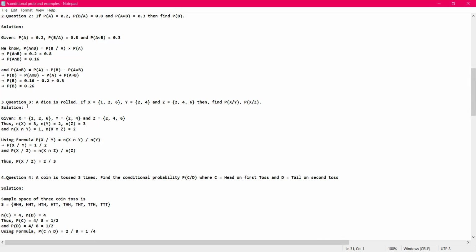Now by using this formula, I am calculating probability of x given that event y has already occurred, that equal to n of x intersection y by n of y. We already know the value of x intersection y.